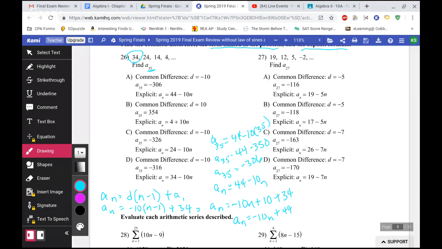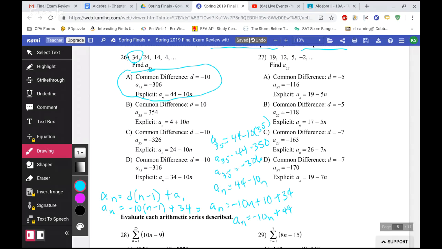And Garrett, our exam reviews are exactly the same as well. It's just y'all's are not multiple choice. And I am showing my work for each individual one, so you can use my answers. Does that make sense? So like on number 26, the common difference is negative 10.